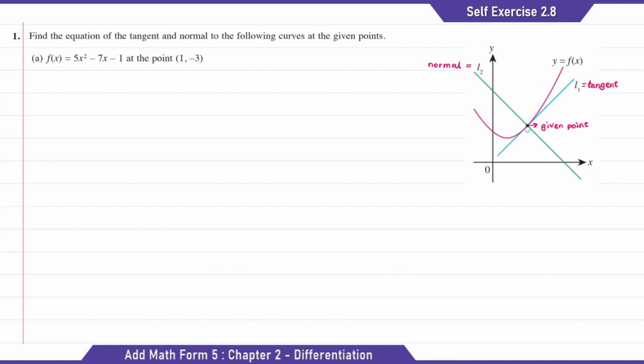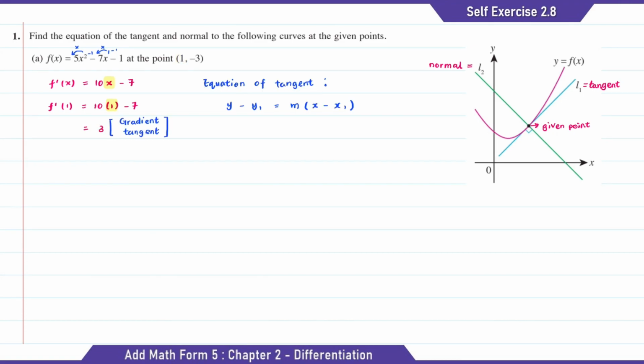To find the gradient of the tangent, first we need to find the first derivative. This will equal 10x minus 7. To find the gradient of the tangent, substitute the x-coordinate of the point into the first derivative. Then the gradient of the tangent will be 10 minus 7, which is 3.